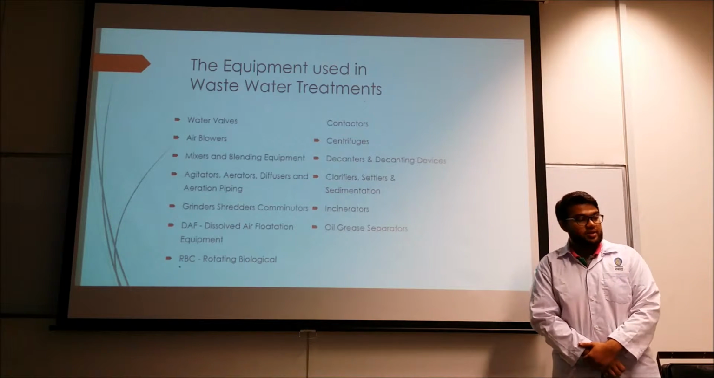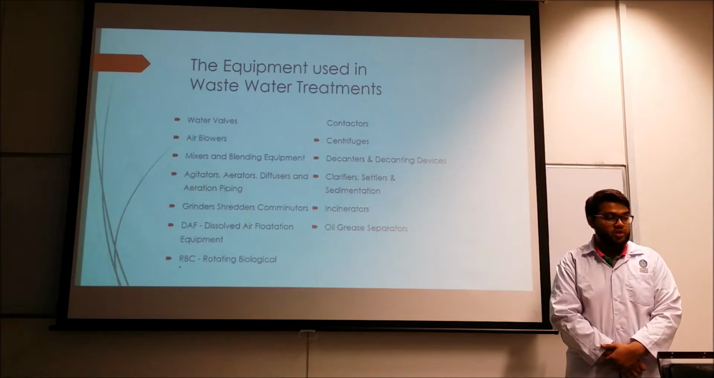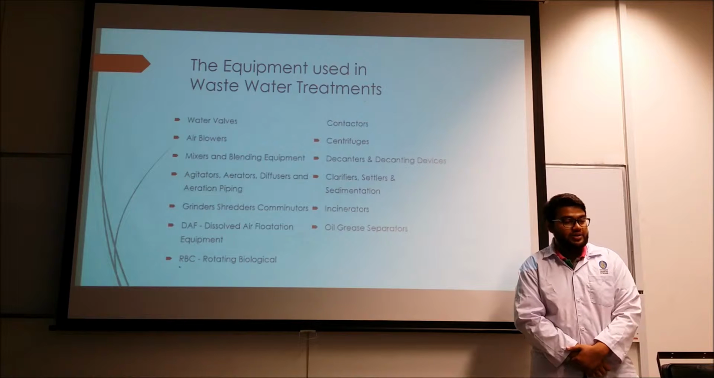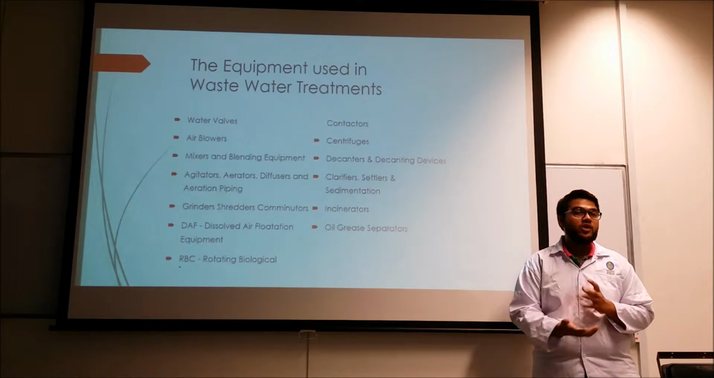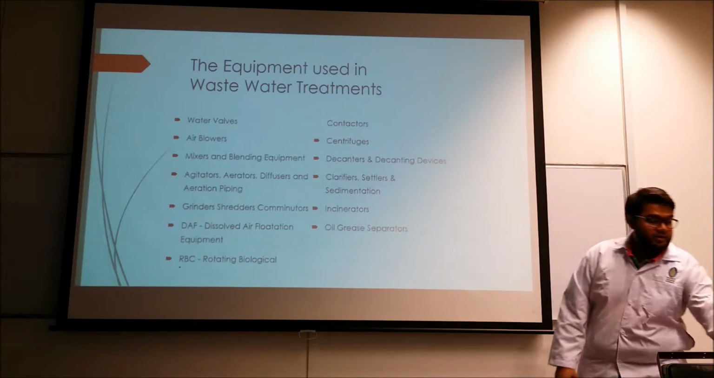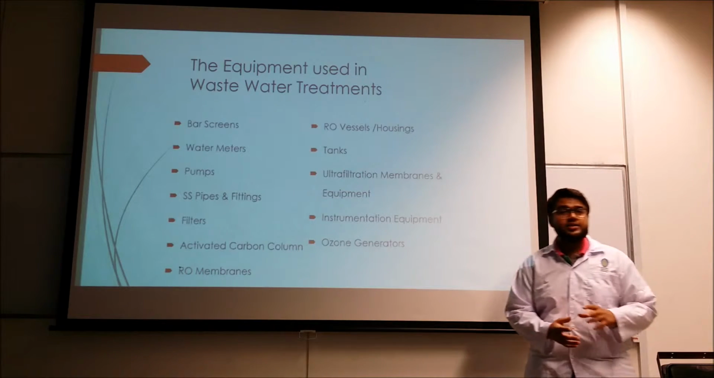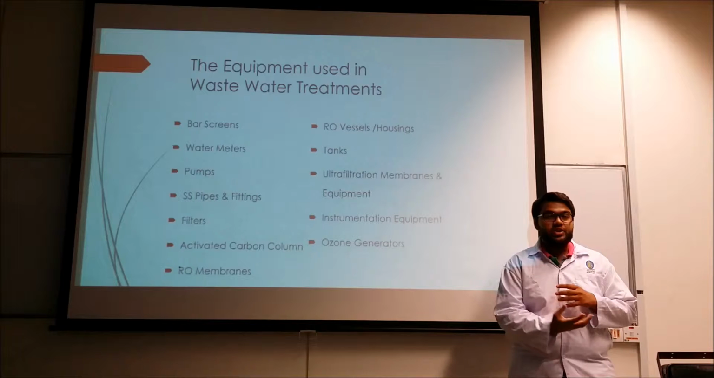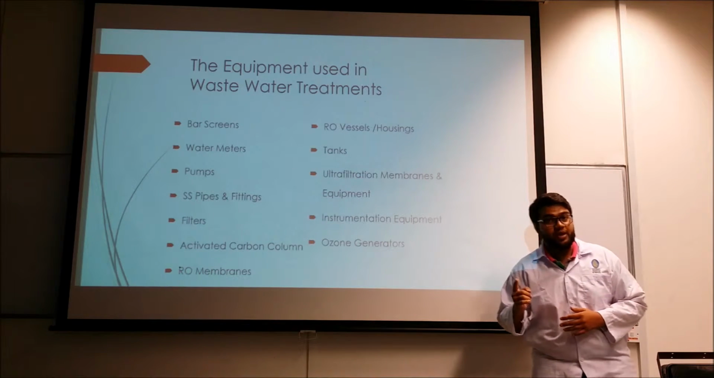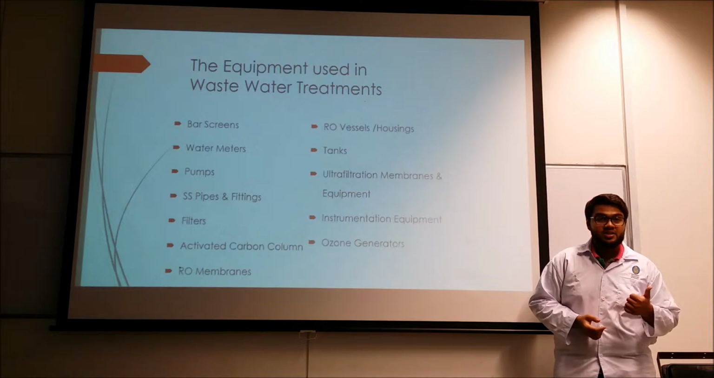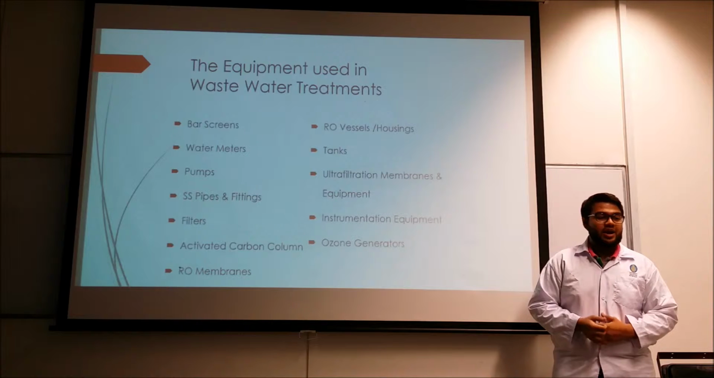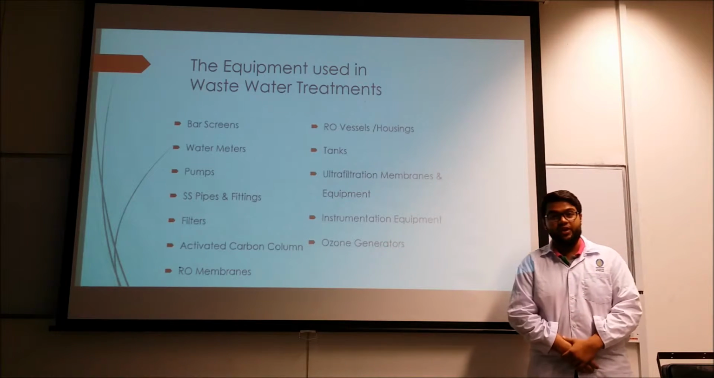The first ones are air blowers, water valves, mixer blending equipment, centrifuges, contractors, all the valves, all the things that handle valves and pipelines. And another thing is, before water gets into that pipeline situation, what equipment is required? Such equipment as bar screen, pumps, filters, reverse osmosis system, tanks, RO vessels, and ozone generator.